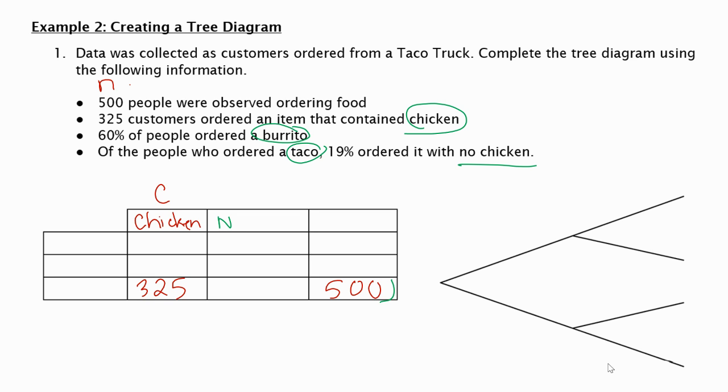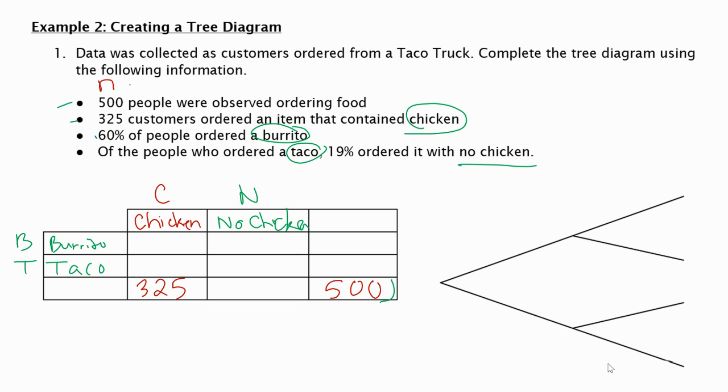So we have no chicken. Let me call that N. And then we had burrito. And then maybe a taco. Okay, so those are my categories that we're comparing here. A burrito, a taco, and if they had chicken or no chicken in their burrito or taco. So going back, we kind of did these bullets right here already.